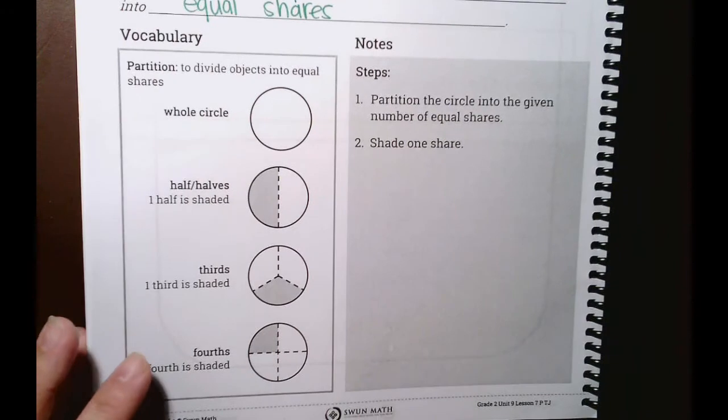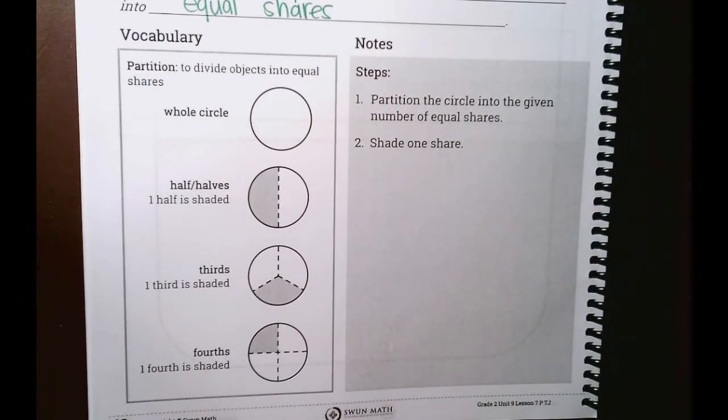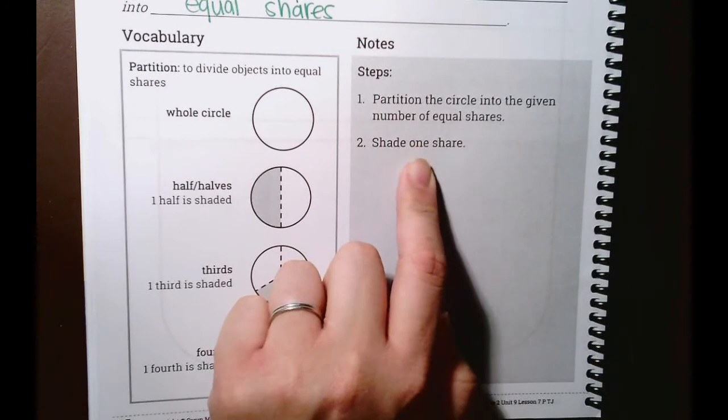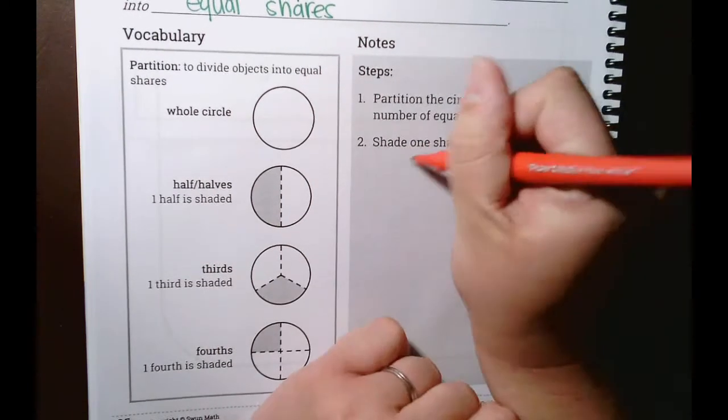Okay, so for today's lesson, there are two steps. You're going to partition the circle that is given into the given amount of equal shares. And then step 2 is to shade one share, only one share. Okay, it's important to see this, one share.